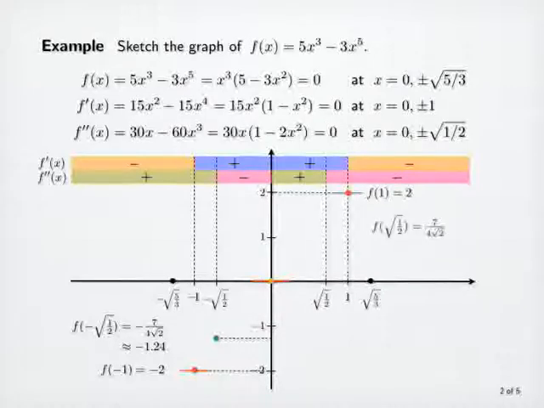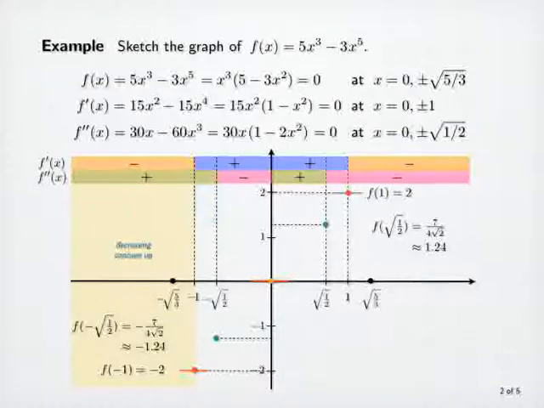Also, f of positive square root of a half is roughly positive 1.24, so we'll plot a point at x equal to square root of a half and y equals that value. Now, if x is less than minus 1, since f prime is negative and f double prime is positive, we conclude that the graph of f will be decreasing and concave up.